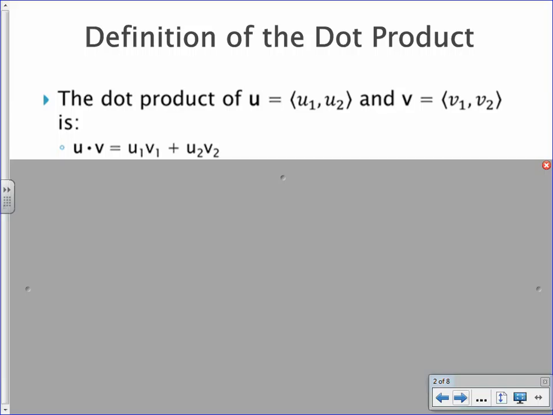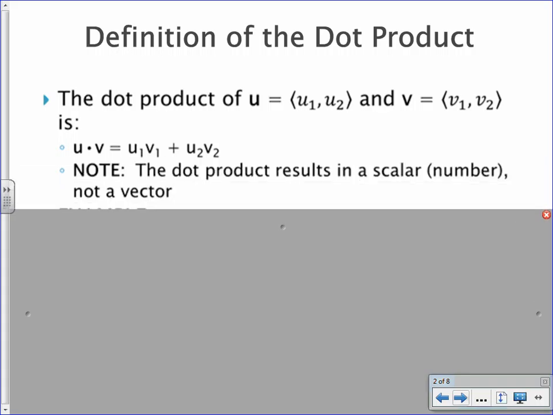So to find the dot product, we are going to take the horizontal components and multiply them together. We take the vertical components and multiply them together, and then we add those two numbers. It is important to realize that the dot product gives us a scalar, not a vector. When we take the dot product, we just get a number.